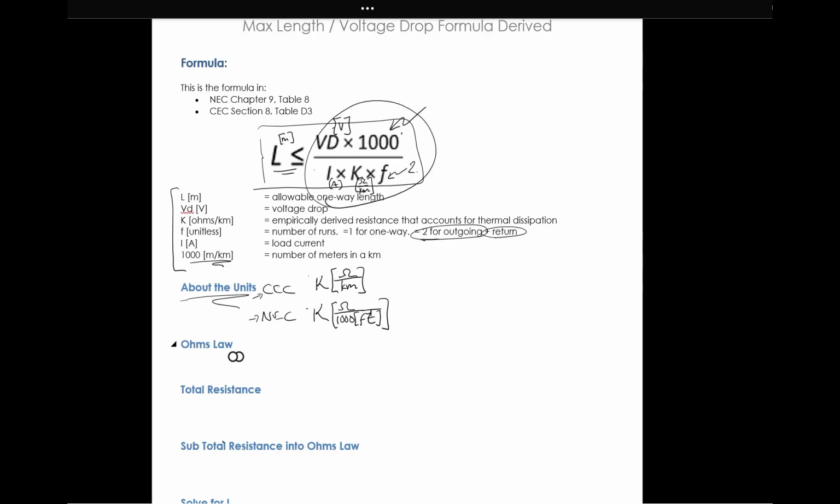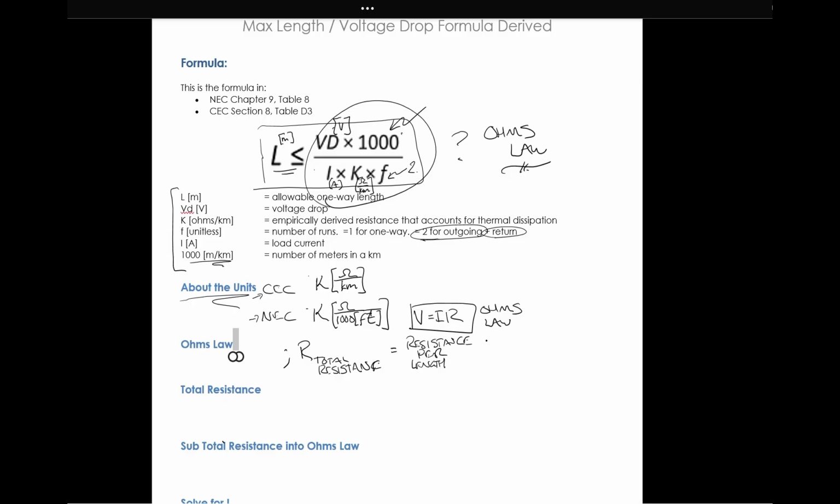Okay, so where does this formula come from? It comes from Ohm's Law. So let's take a look at Ohm's Law. Ohm's Law is V equals IR, where the resistance is the total resistance, and of course that would be the resistance per length times the length. That's what would give you resistance. So we would want resistance per unit length. That's called linear resistance.